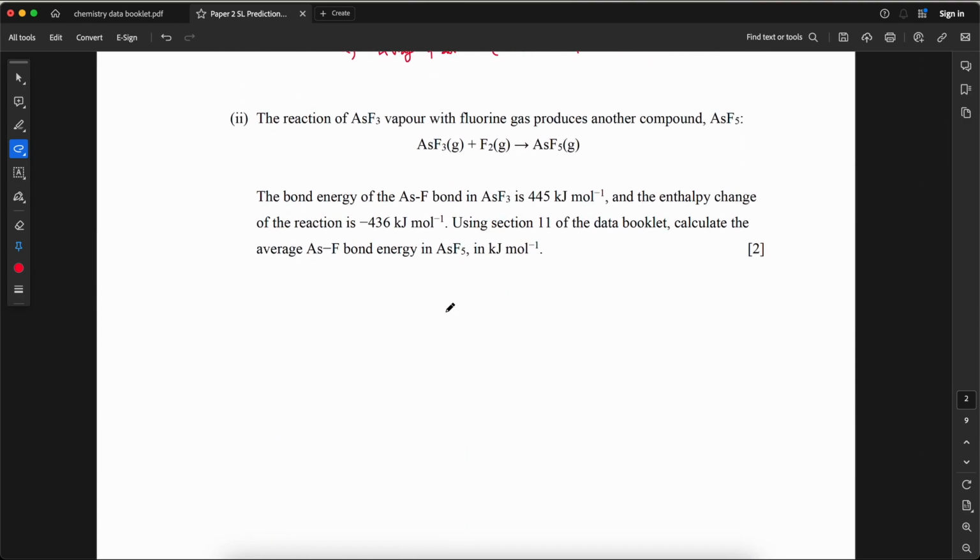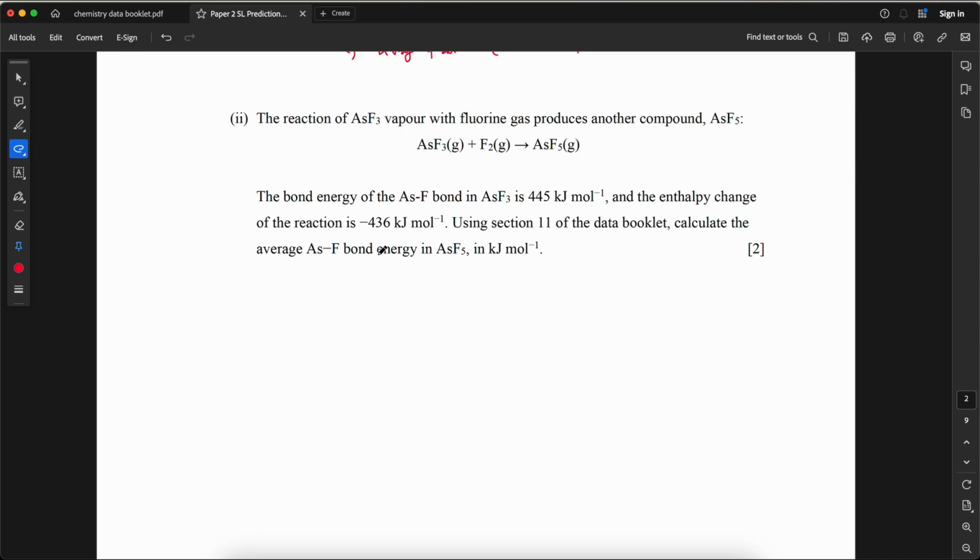The reaction of AsF3 vapor with fluorine gas produces another compound, AsF5. The bond energy of the As-F bond in AsF3 is 445 kilojoules per mole, and the enthalpy change of the reaction is negative 436 kilojoules per mole. Using section 11 of the data booklet, calculate the average As-F bond energy in AsF5 in kilojoules per mole.